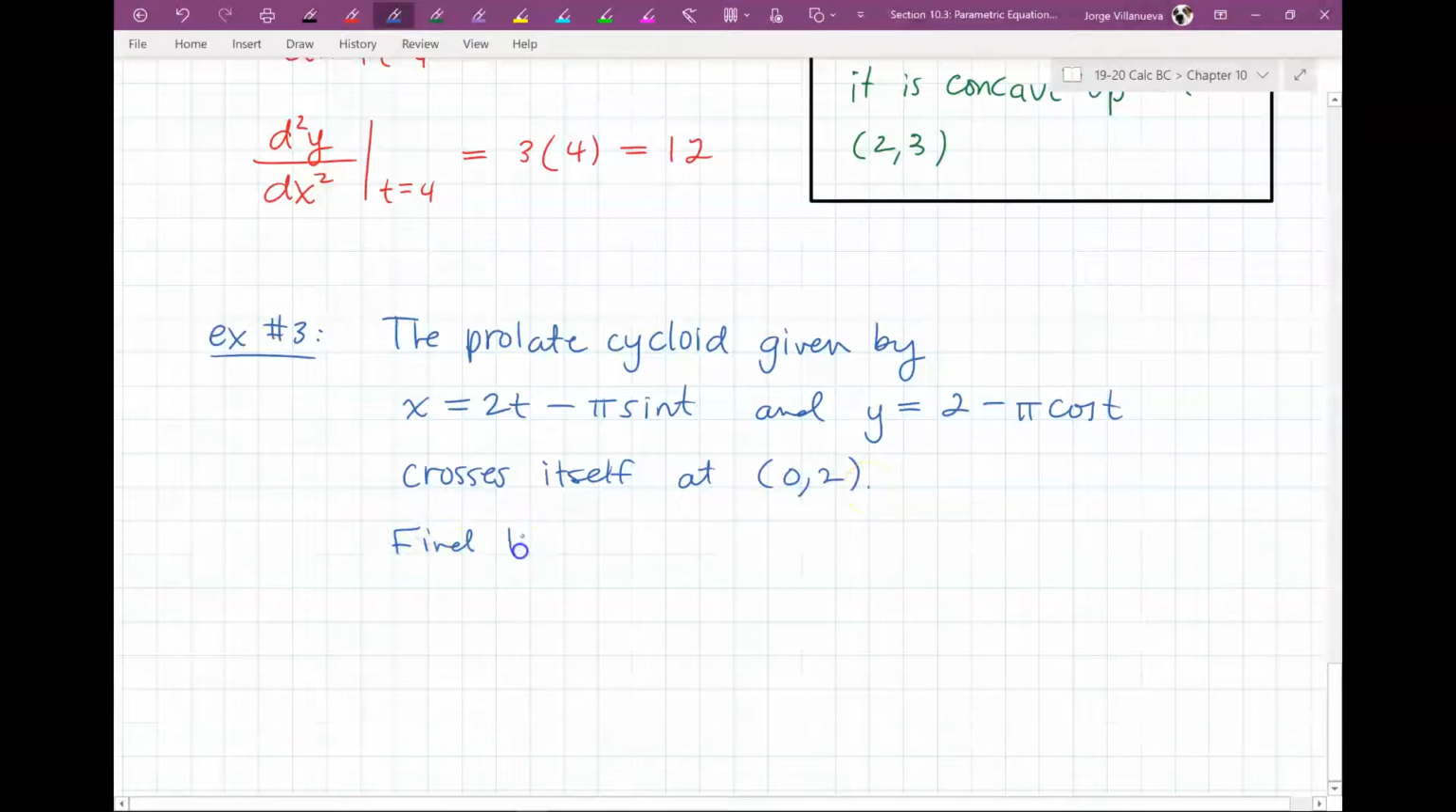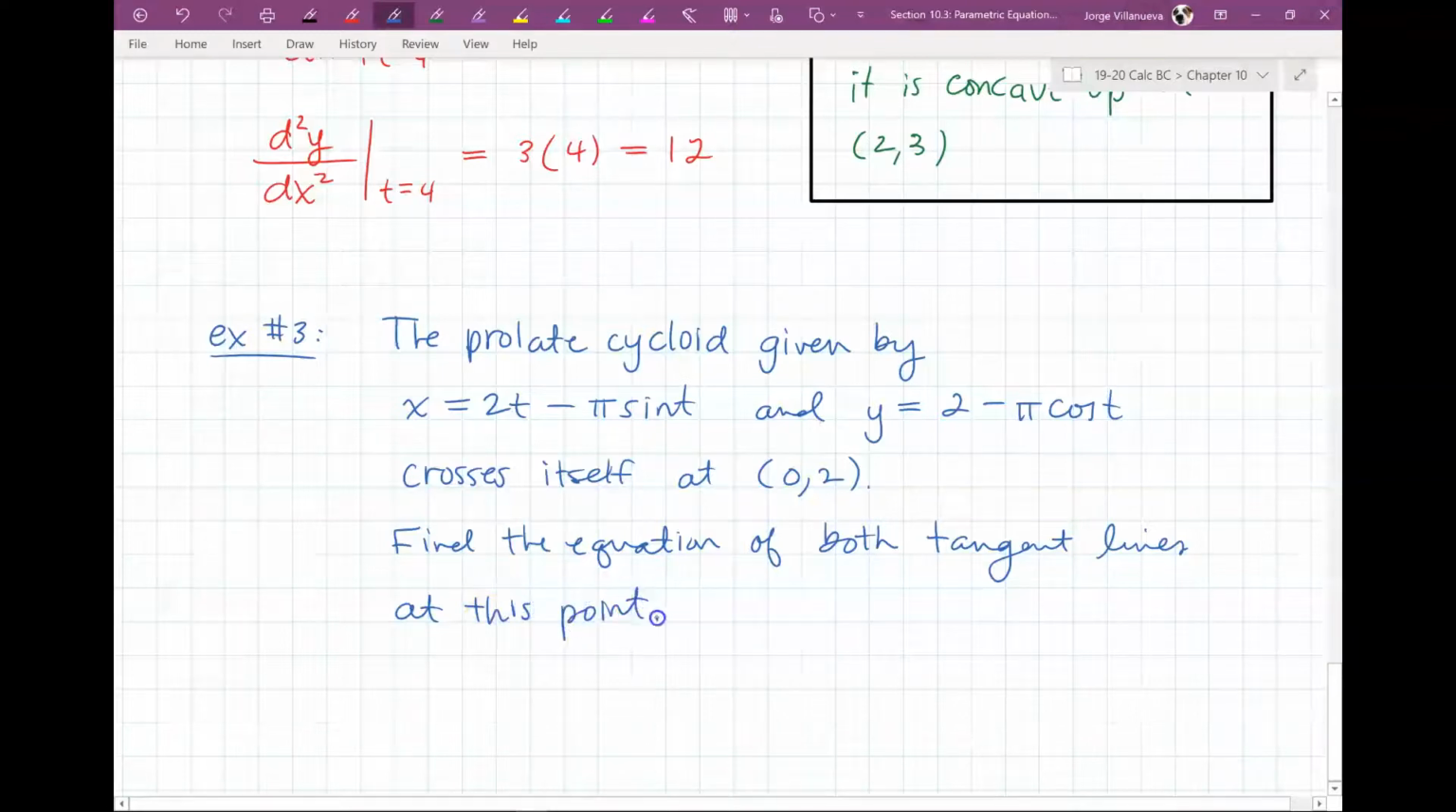We're going to find the equation of both tangent lines at this point. If they want us to find equations of tangent lines, then I need a slope and I need a point, right? They already gave me a point, so I basically just need a slope. So I have to take derivatives and do that.